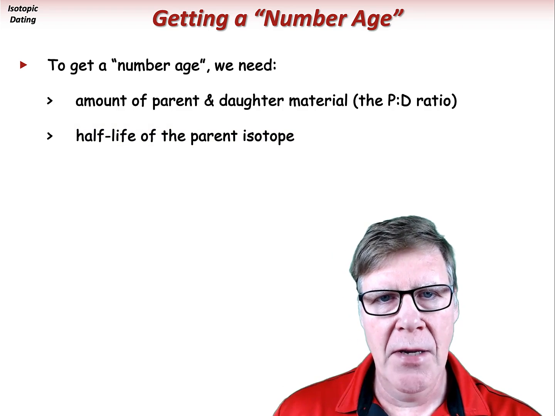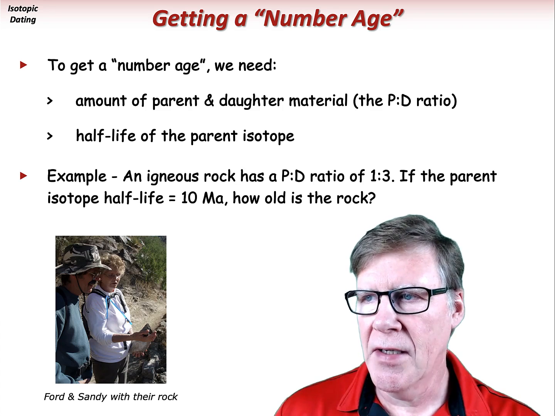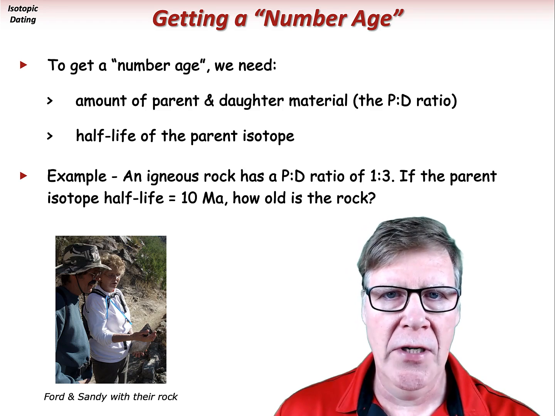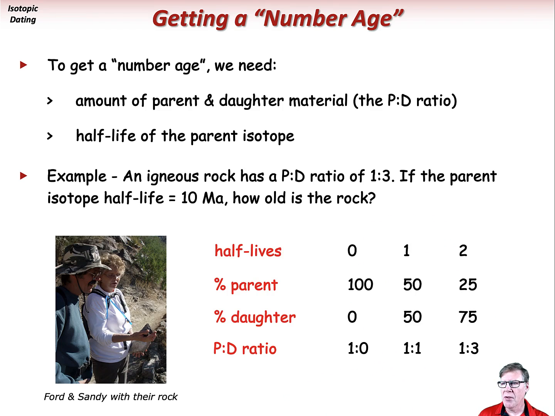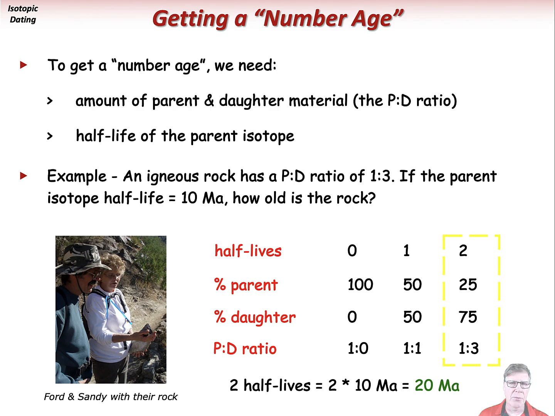Here's another hypothetical example. Ford and Sandy collected an igneous rock on a hike at South Mountain and want to know its age. They sent the rock off to a lab, and analysis revealed that it has a parent-daughter ratio of 1:3. This ratio represents the passage of 2 parent isotope half-lives. So if the parent isotope half-life is 10 million years, we know the age of the rock is 20 million years. There's actually a lot more involved in the calculation of a number age than this shows, but it is essentially how we get isotopic dates for rock samples.